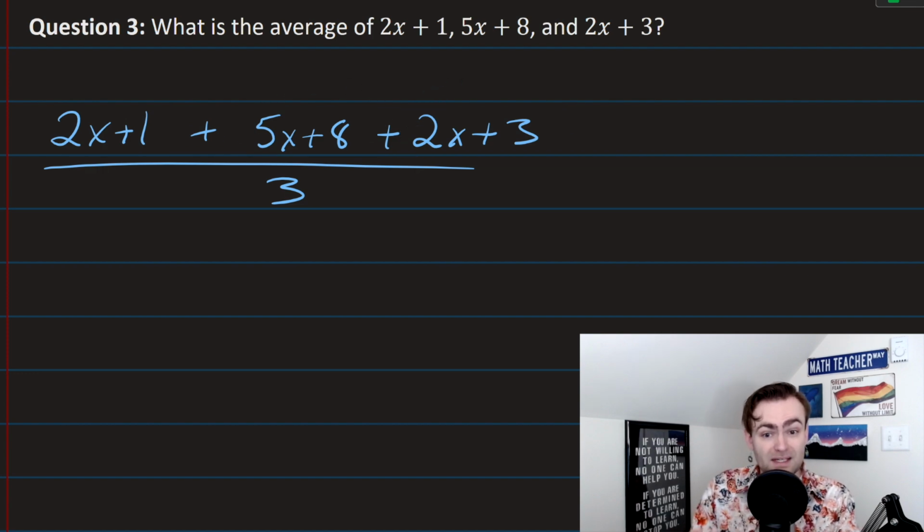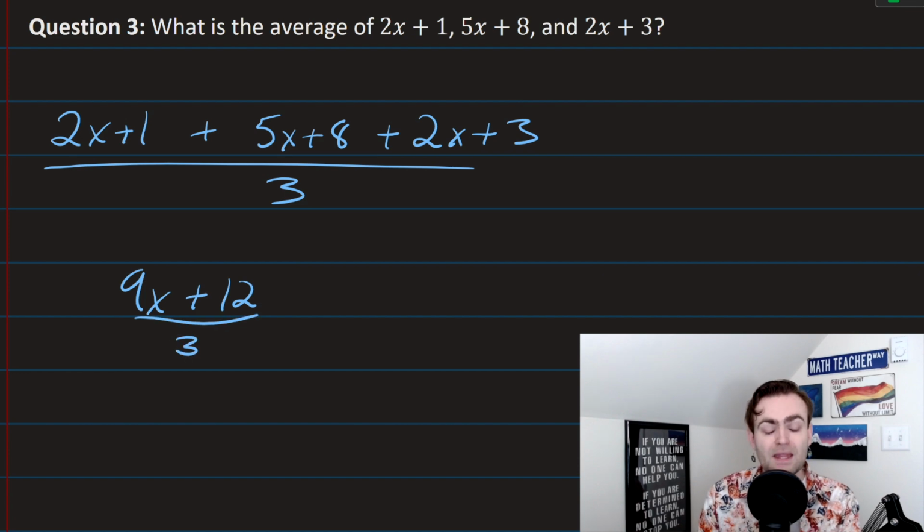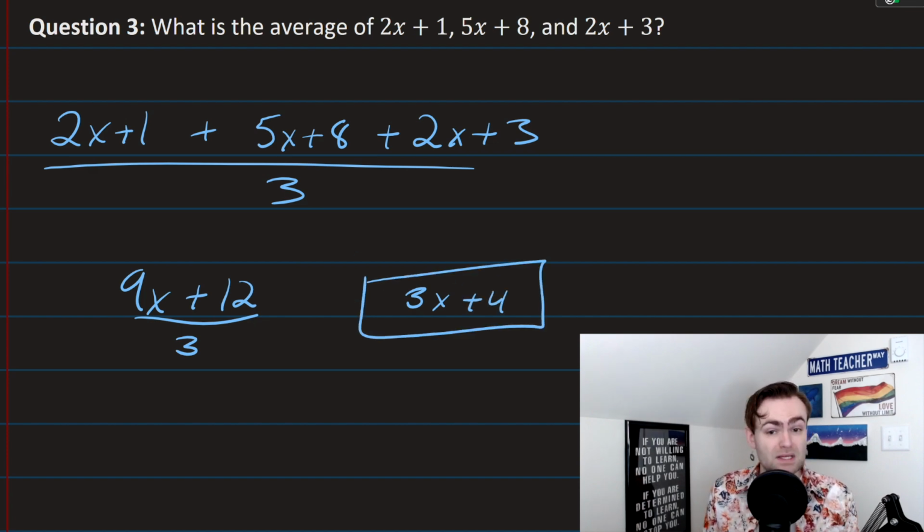Now that I've done that, I'm going to combine my like terms. 2 plus 5 is 7, plus 2 is 9, so I have 9 x's. 1 plus 8 is 9, plus 3 is 12, all over 3. And now I can distribute my division of 3 to both terms. 9x divided by 3 is 3x. 12 divided by 3 is 4. So the average of those 3 expressions is 3x plus 4.